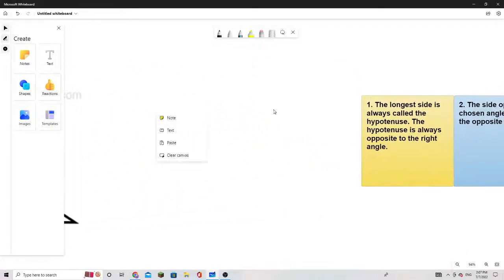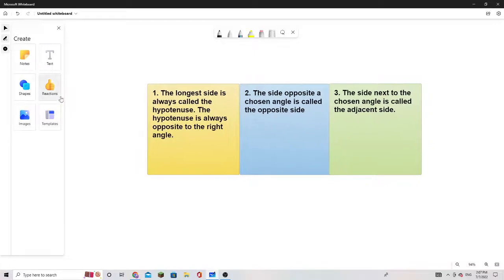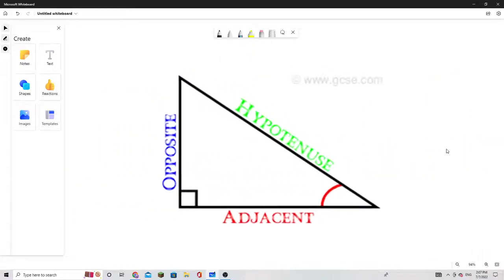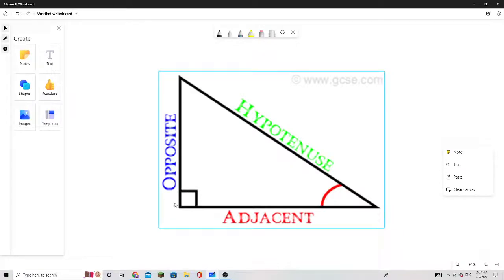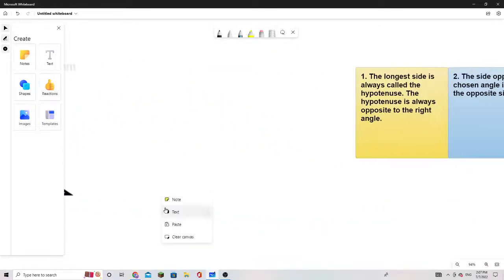Now, if we scroll over here are some rules. Number 1, the longest side is always called the hypotenuse. The hypotenuse is always opposite to the right angle. So if we look back at our triangle, here's the right angle, and opposite to it is the hypotenuse. It's also the longest, as we learned from the Pythagoras theorem. This bit is always the longest bit in the triangle. Thus, we call it the hypotenuse.